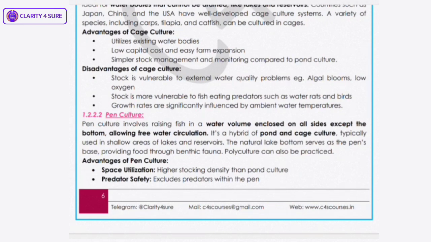The natural lake bottom serves as the pen's base, providing food through benthic fauna. Polyculture can also be practiced. So unlike cages, pens are anchored to the bottom and do not have a synthetic base. Fish are cultured directly over the natural substrate.